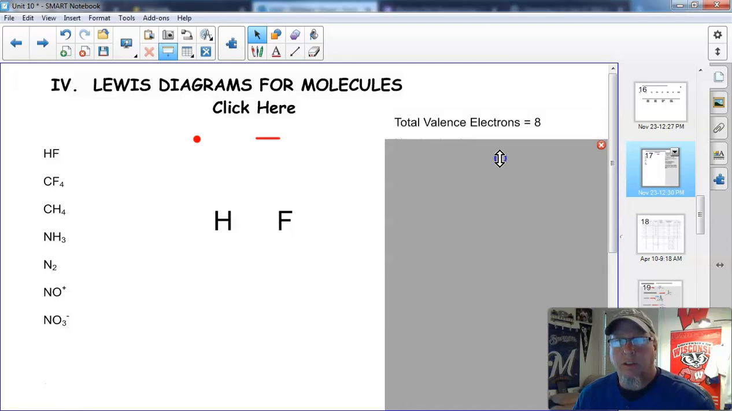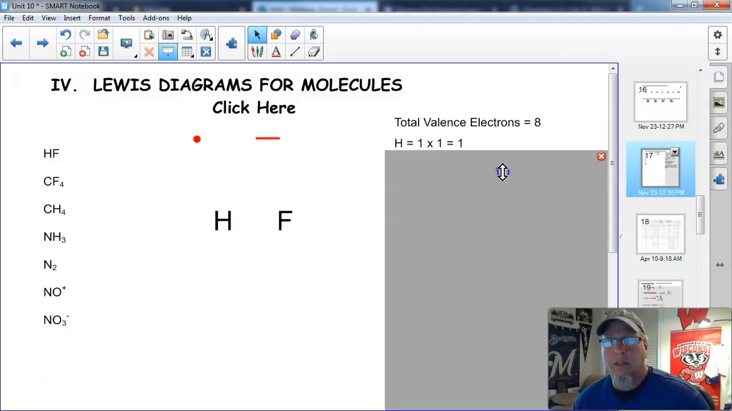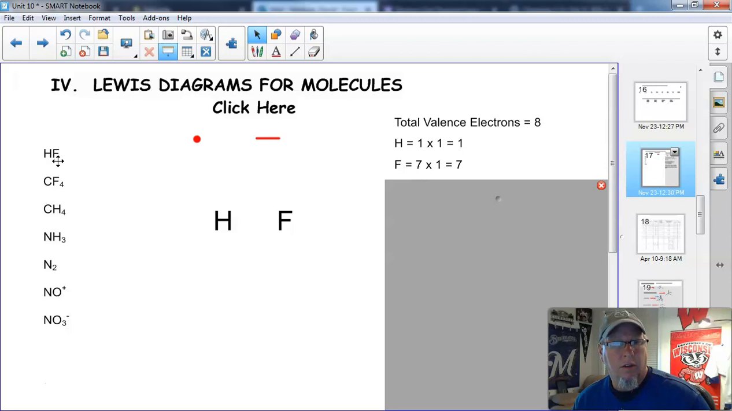So the very first thing that you got to do is count up the total number of valence electrons, and I figured that out to be 8 valence electrons already because hydrogen has 1 valence electron, and according to the formula there's 1 of them. So 1 valence electron times 1 atom is 1. Fluorine has 7 valence electrons. According to the formula, there's 1 of them. So that's 7. 1 plus 7 is 8.